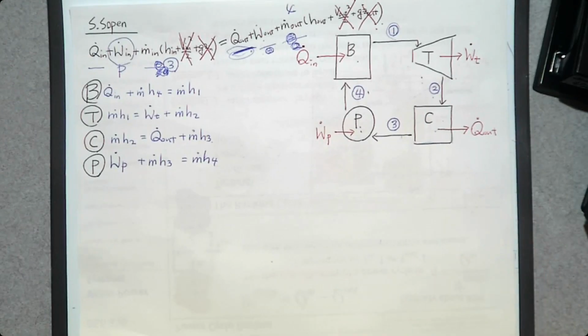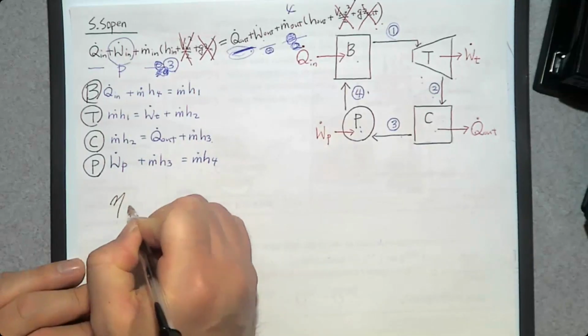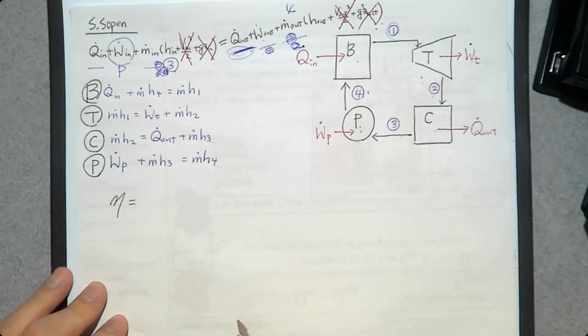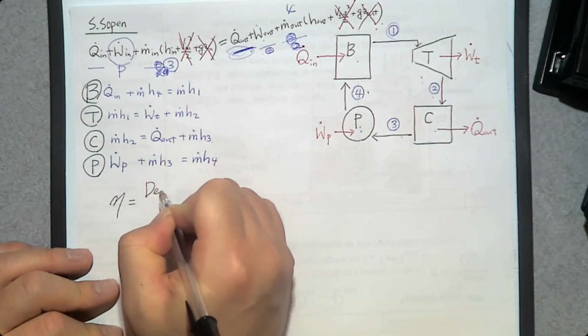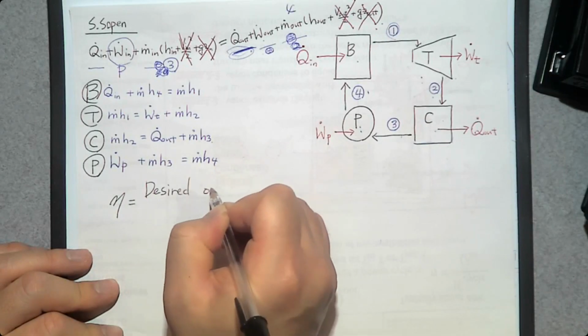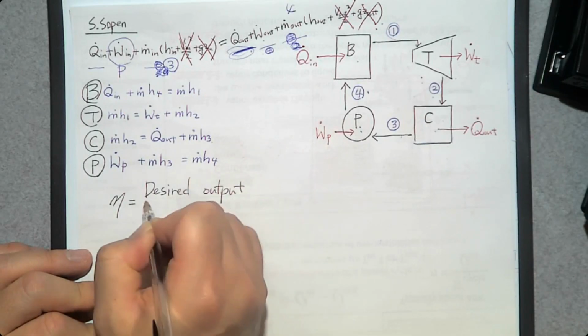Then, how can we determine? So this is the energy balance equation as we studied in chapter 4. Then what we studied in chapter 5, we studied how do we evaluate the performance of a system. So how can we evaluate the performance of this Rankine cycle? By using efficiency. So what is efficiency? This efficiency is desired output over required input.